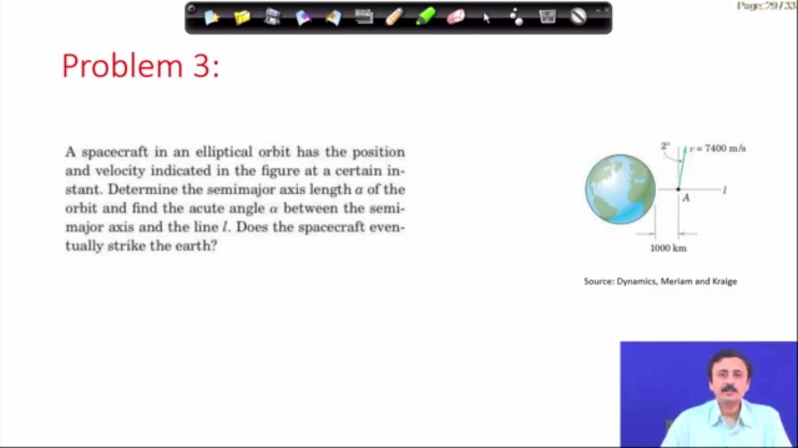It will strike the Earth if the minimum separation from the center of the Earth falls below the radius of the Earth. That means, if the perigee of this ellipse or elliptical path of this satellite is less than the radius of the Earth, then it will definitely strike the Earth somewhere.